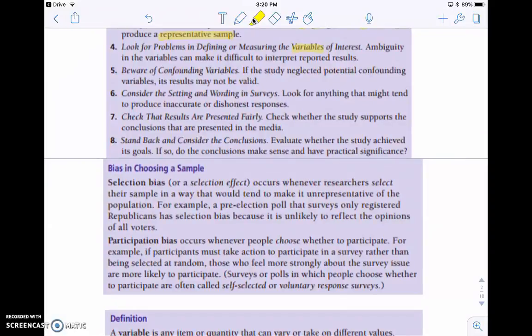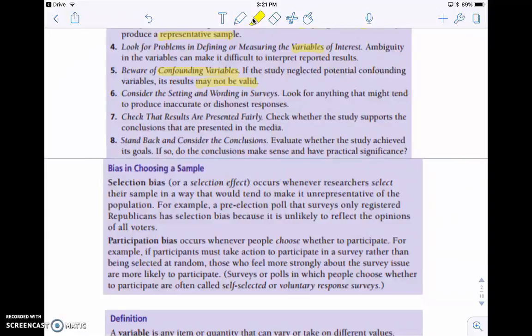Okay, and then this one, beware of confounding variables. We'll talk about this idea of confounding variables. But if a study neglects to point out potential confounding variables, its results may not be valid. It doesn't necessarily mean it will be, but it can definitely diminish or bring down that validity level.